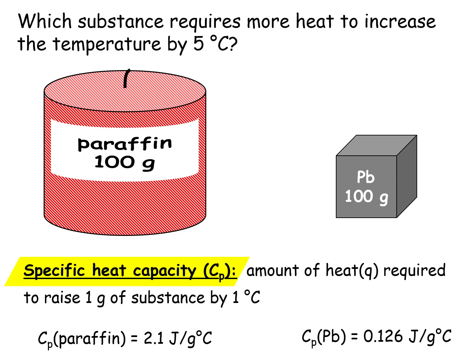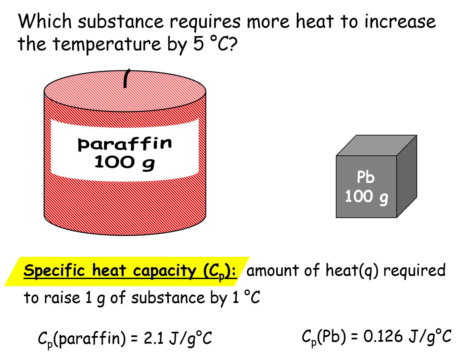Here we have two different substances. One is 100 grams of paraffin wax, which is what candles are made out of, and the other one is 100 grams of lead. And we want to know which one is going to require more heat to increase the temperature by 5 degrees C. Now, most people, when I ask them this question, they say the lead because they have more experience with metal objects and temperature changes. Typically, if you think about paraffin wax, you're going to say, oh, well, if you put some heat into it, it's just going to melt.